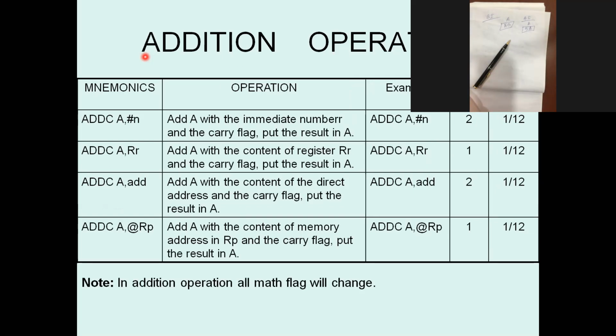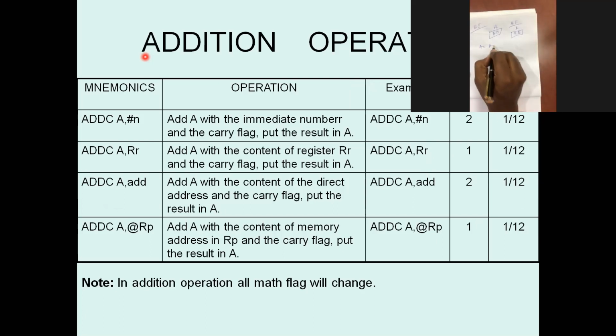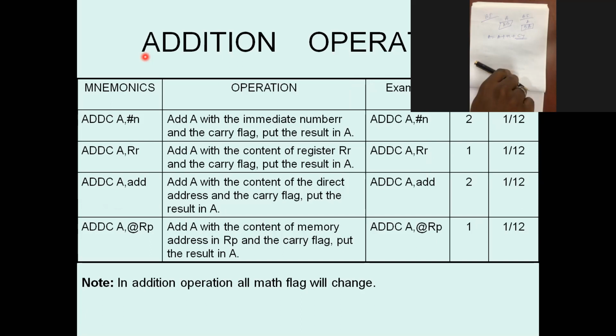This is ADDC, meaning A is equal to A plus n plus CY. CY is nothing but the carry flag. The only difference is that one is ADD and this is ADDC. There is no SUB instruction in 8051. All are SUBB instructions. Like in addition, there are two instructions, ADD and ADDC, meaning add and add with carry. But subtraction is always subtract with borrow.